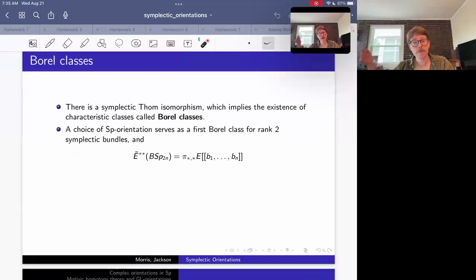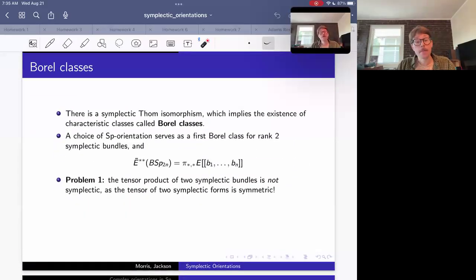The idea is that they come from the cohomology rings of the classifying spaces again. If I take BSp_2n, then I should get a power series on the n Borel classes, B1 up to Bn, the universal such that pull back.